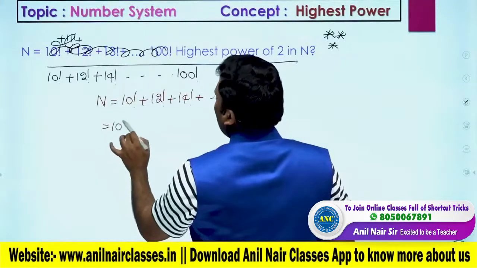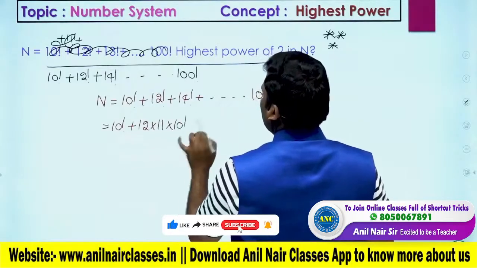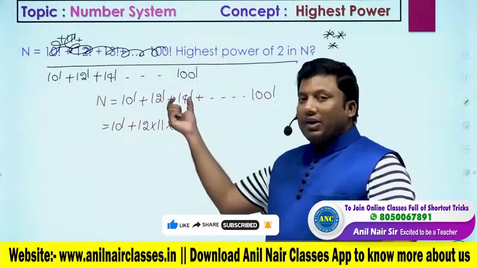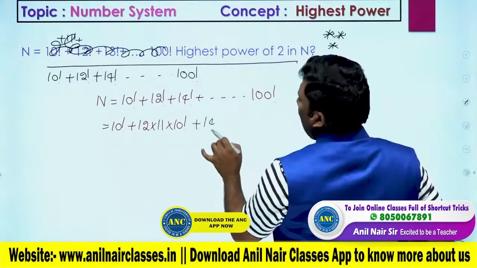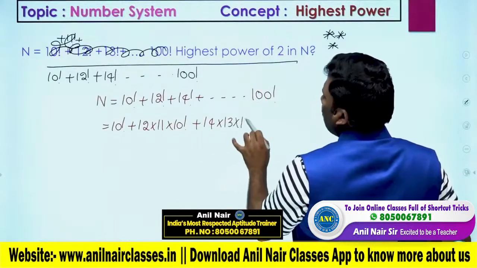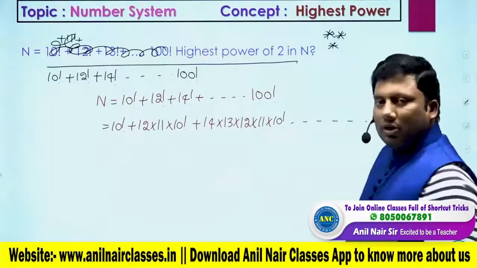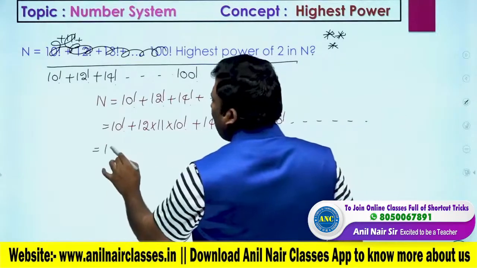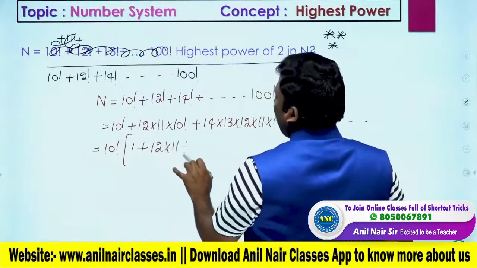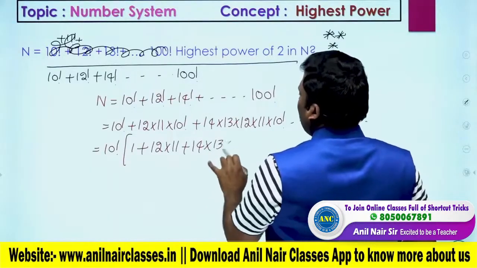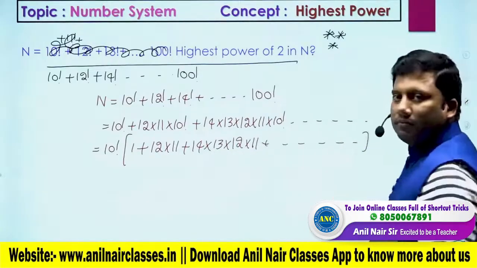12 factorial can be written as 12 into 11 into 10 factorial. I am taking 10 factorial out from each and every term. 14 factorial is 14 into 13 into 12 into 11 into 10 factorial, and so on. If I take 10 factorial common, it is 1 plus 12 into 11, next will be 14 into 13 into 12 into 11 and so on. I hope it is clear.